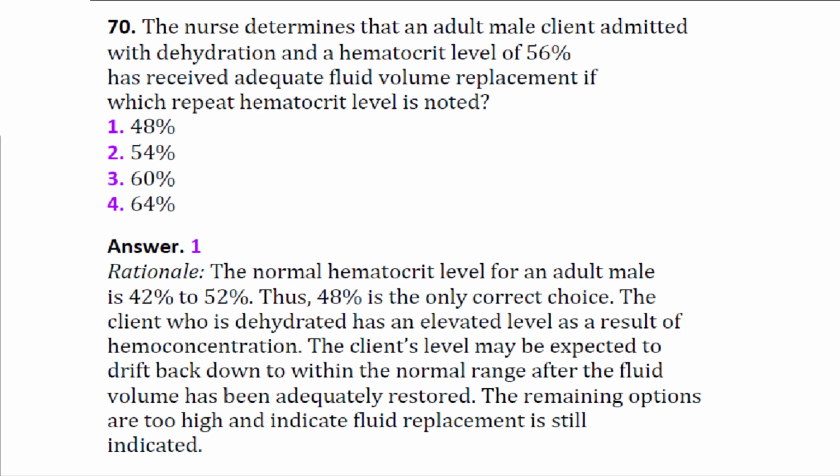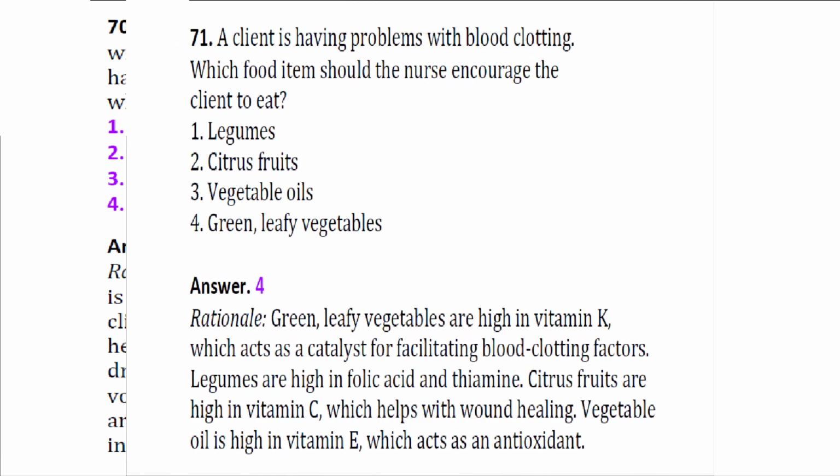Rationale: the normal hematocrit level for an adult male is 42% to 52%. Thus, 48% is the only correct choice. The client who is dehydrated has an elevated level as a result of hemoconcentration. The client's level may be expected to drift back down to within the normal range after the fluid volume has been adequately restored. The remaining options are too high and indicate fluid replacement is still indicated.